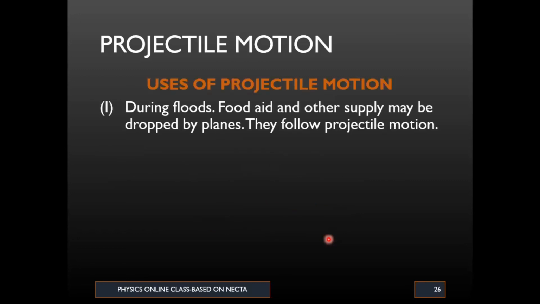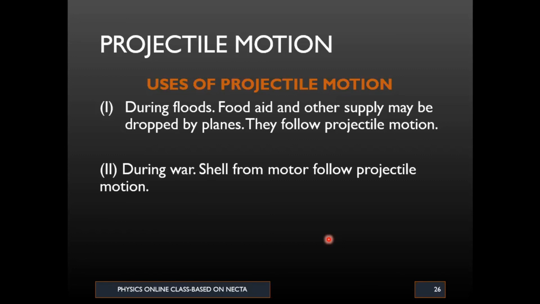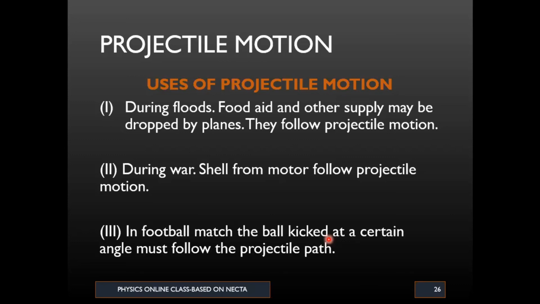Uses of projectile motion. The first use is during flights. Food, aid, and other supplies may be dropped by plane. When they are dropped, they follow projectile motion. Second, during war, shells from the mortar follow projectile motion. They have calculated the horizontal distance, the angle, and the velocity so that they can strike the enemy. Use number 3, in a football match, the ball is kicked at a certain angle and must follow a projectile path in order to score a goal.